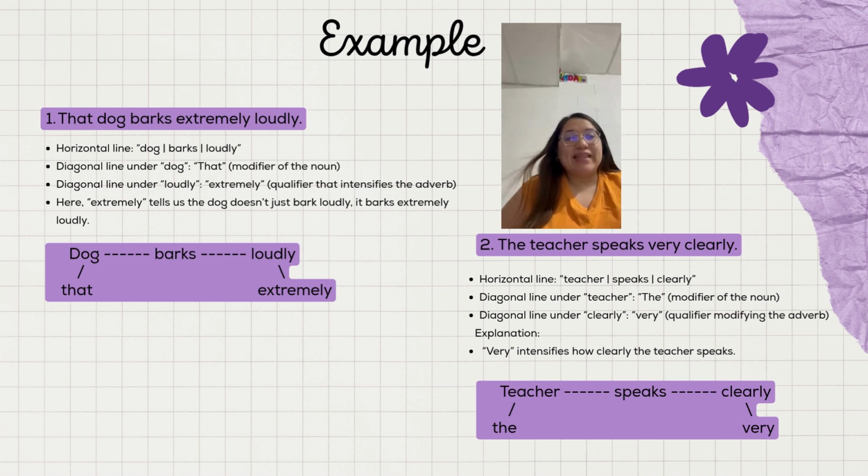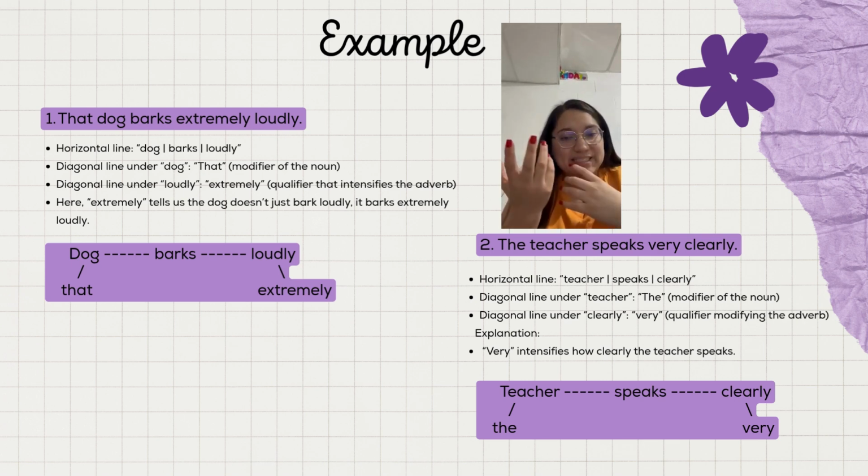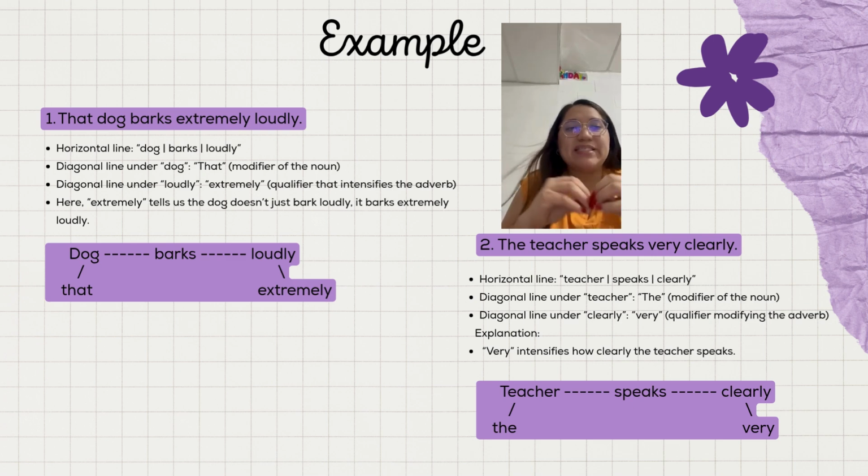Example: the sentence is placed on a main horizontal line. The subject goes to the left of the vertical line that separates it from the predicate. Modifying adjectives and adverbs are placed on diagonal lines below the word they modify, and qualifiers go on a diagonal line attached to the modifier.